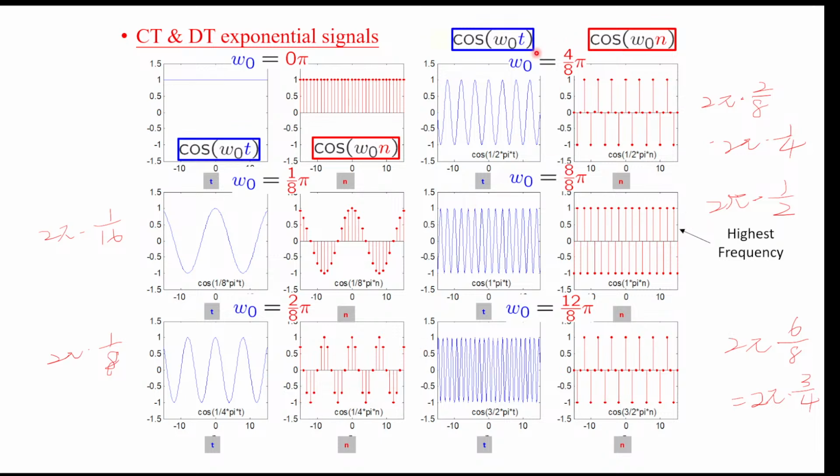But when omega naught is getting around pi, then you see things start to look weird. Okay? So omega naught equal to 4 pi over 8. Then you see that when omega naught equal to 4 pi over 8, then the period is just, I think the period is 4. So you only have 4 points to be one period.